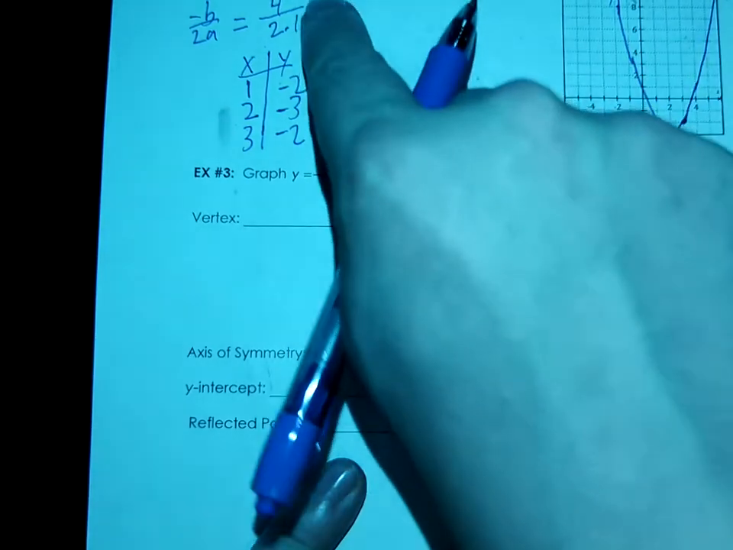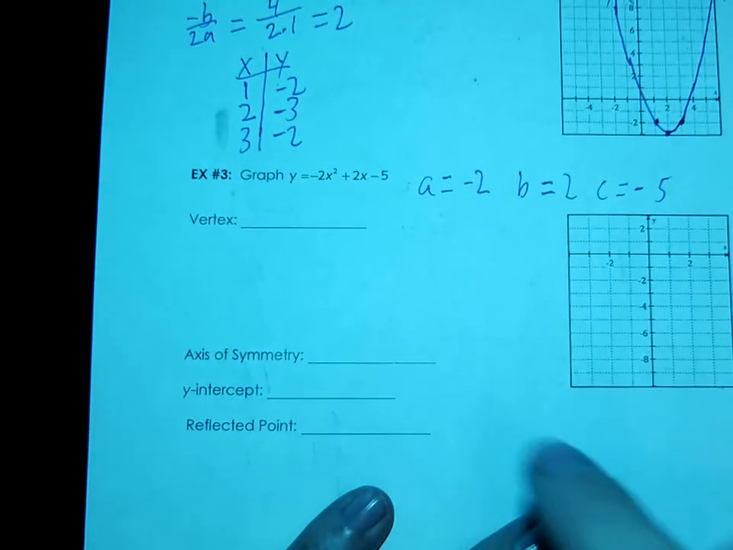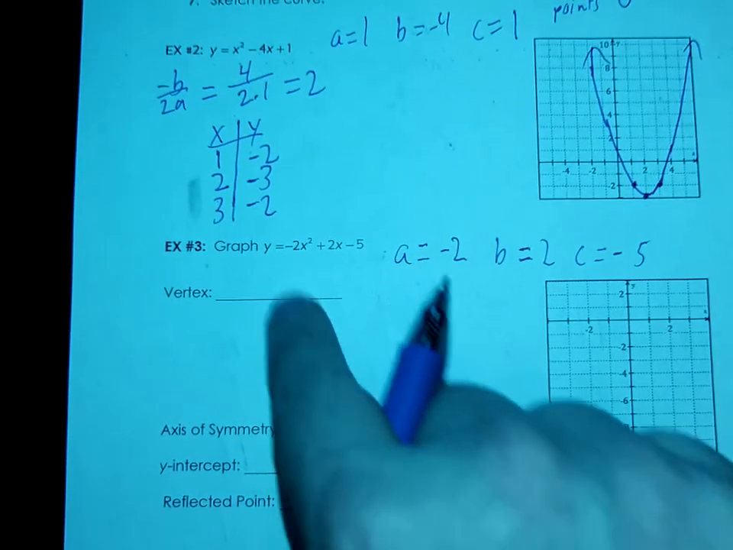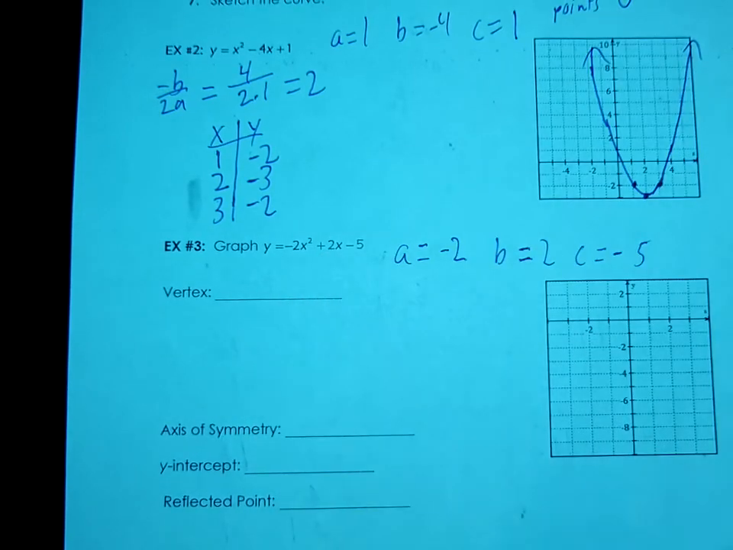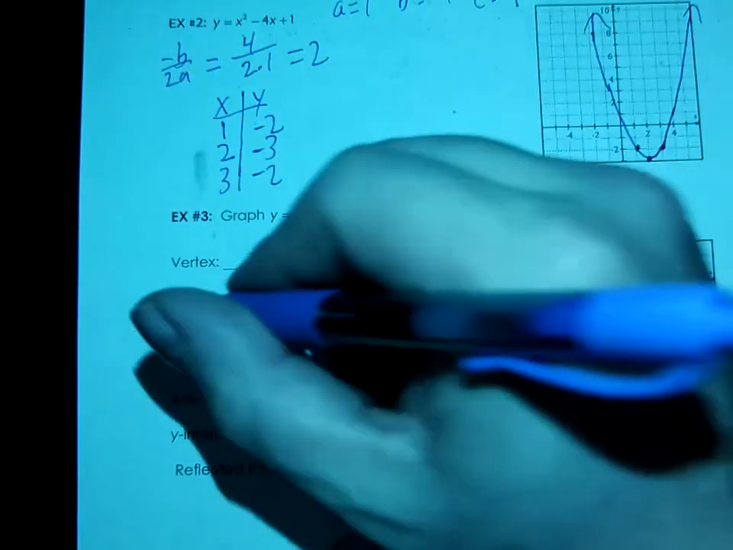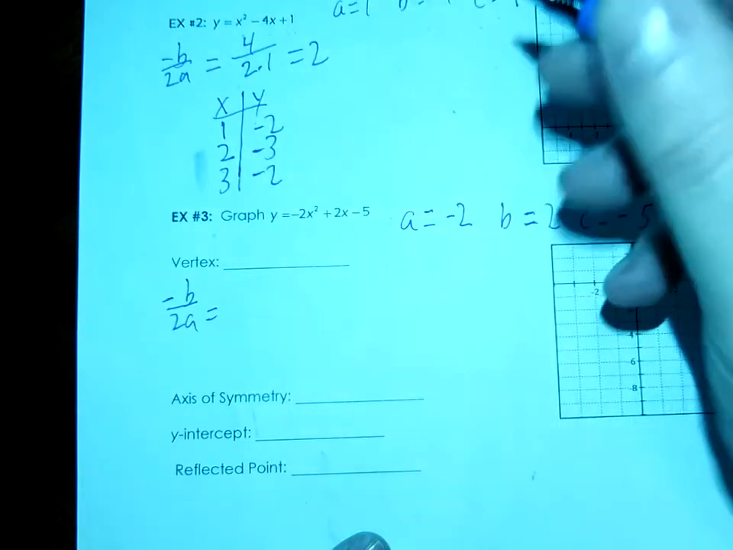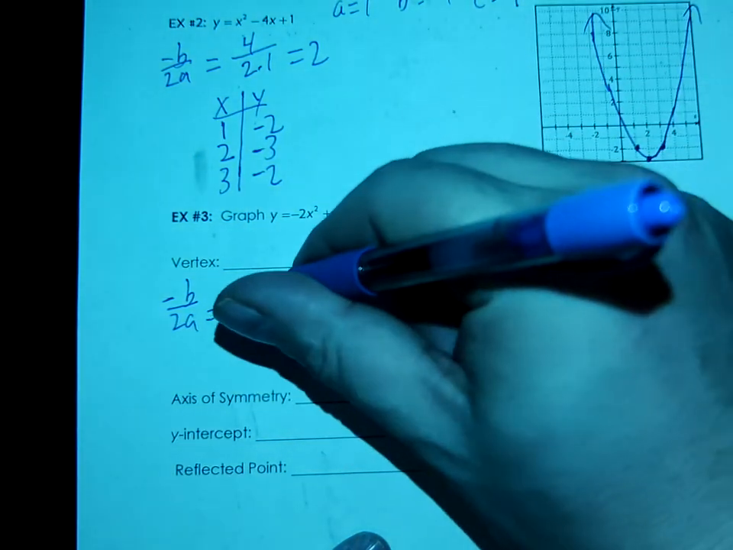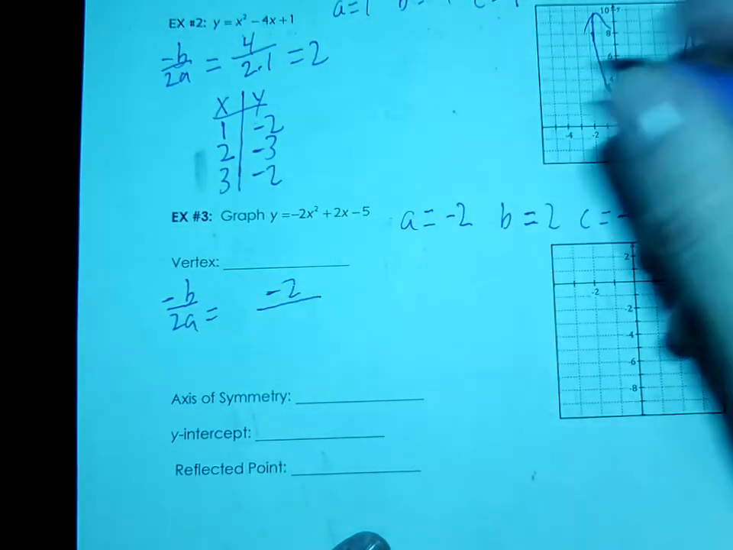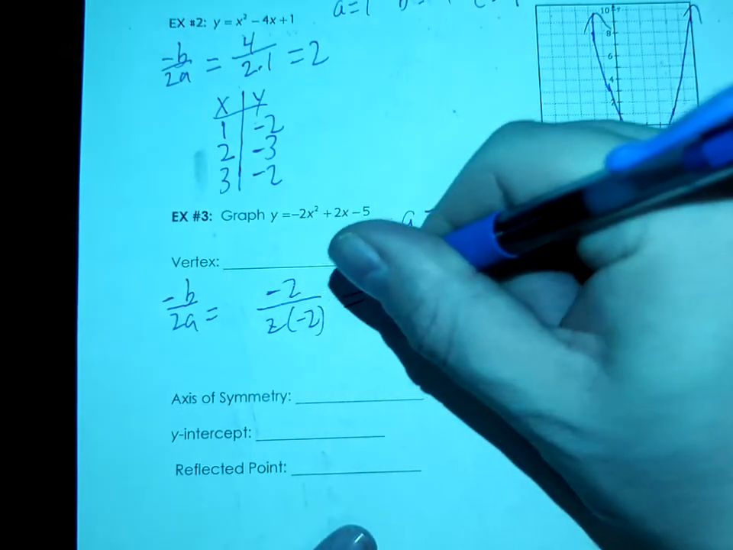Now I don't know why these ones have different items to ask. This is from last year's tests. So sometimes these items are asked specifically, sometimes you just find them. But you're going to do the same thing each time. So do opposite B over 2A. Opposite B divided by 2A. So B here is 2, so -2 divided by 2 times -2. So like I said, this is fractional.